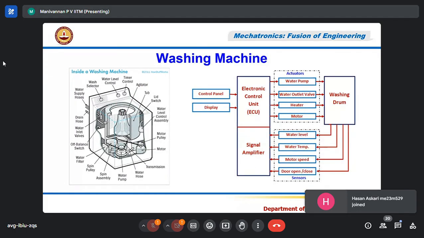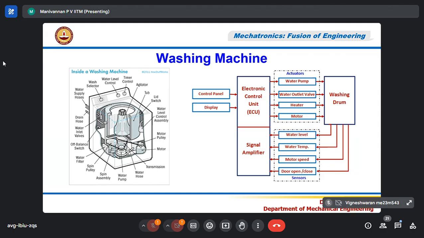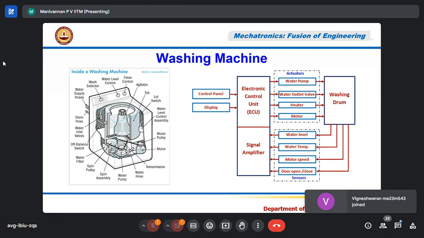Yesterday we were talking about the washing machine as an example for a mechatronic system, right? We see these in the house. By the way, why I am showing different examples starting from your home: washing machine, fridge, correct? Then microwave oven, and the coffee making machine, air conditioner. These we call home appliances, right? All these things are mechatronic systems.